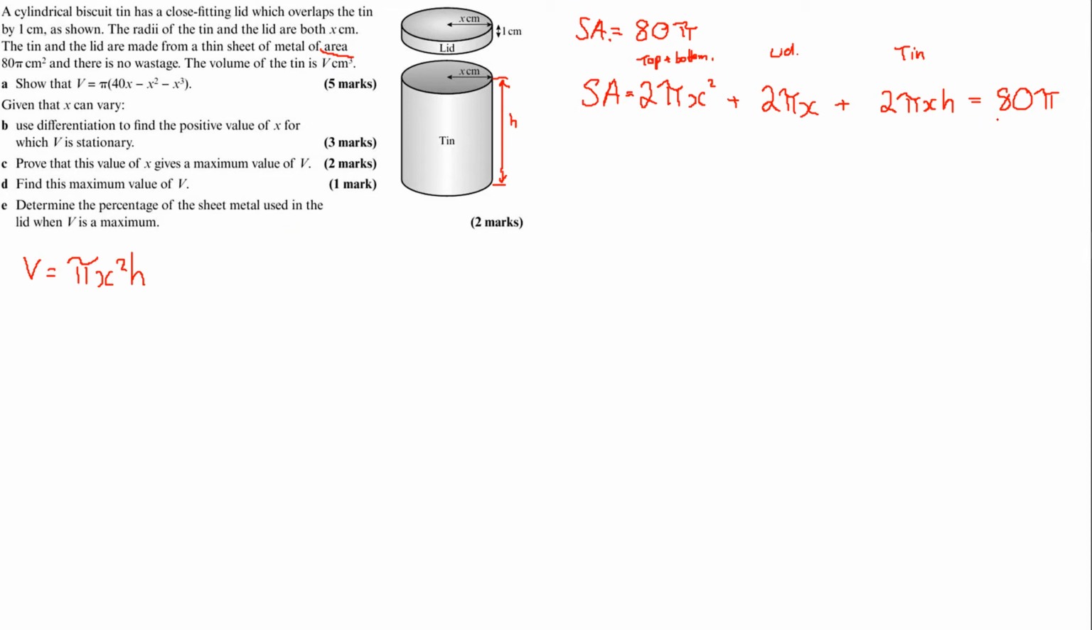So let's come back over to our surface area. Now this is a little bit long, but what we can do straight away, the first thing I'm going to do is get rid of some of the stuff we can. They all have a π, so we can divide everything by π.